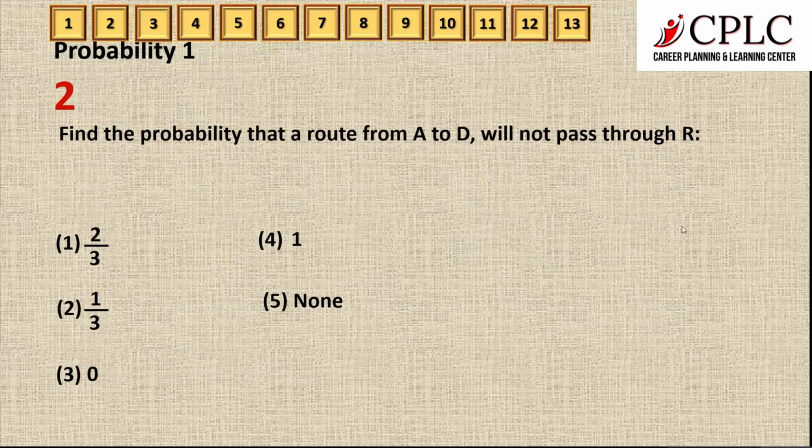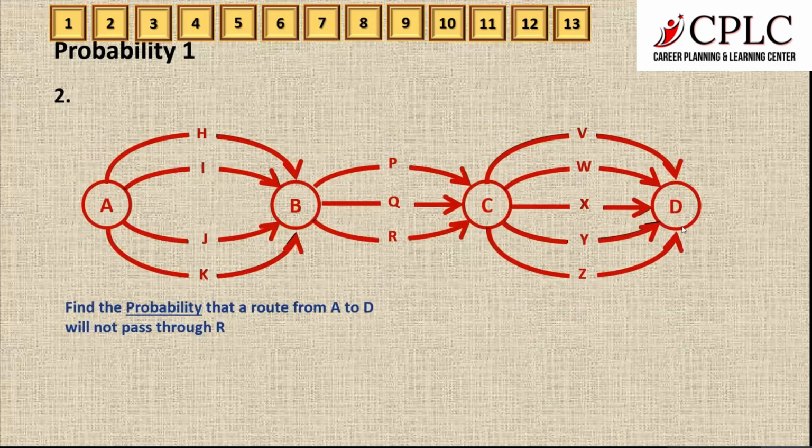Moving to the next question. Find the probability that a route from A to D will not pass through R. That means not through R is what we are going to consider. So not through R will be 4, A to B, B to C 2, C to D 5. So 4 into 2 into 5, that's 40. Sample space is 60, so 40 upon 60, which is 2 by 3. So 2 by 3 is the answer.